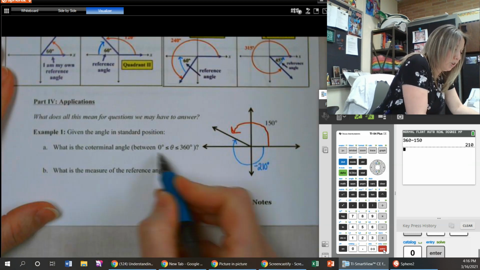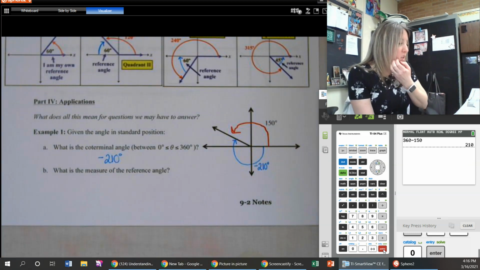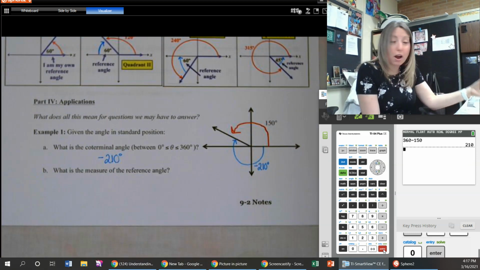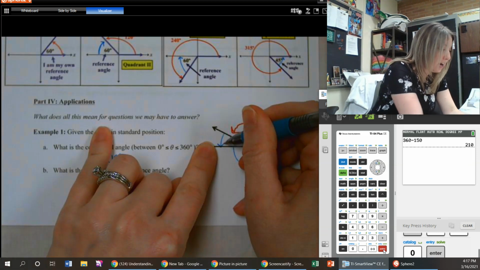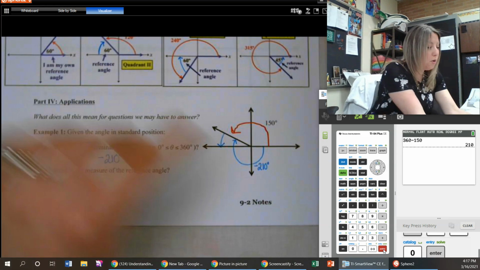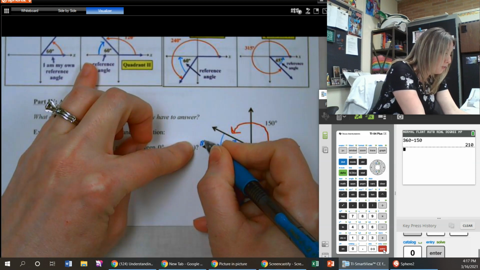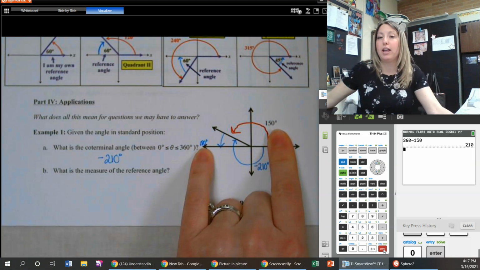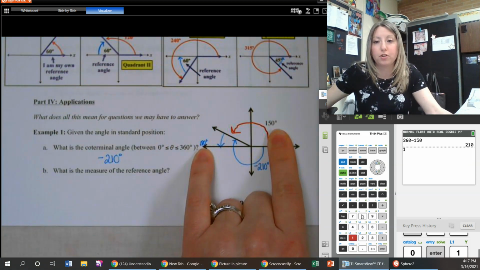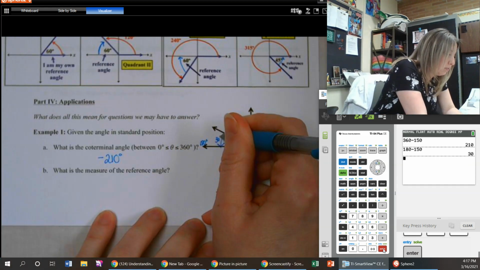It says between 0 and, since we're going the negative direction, I'm still going to include that negative sign. What is the measure of the reference angle? Like I said, the reference angle is what right here gets us down to the x-axis. From 150 and a little bit more, that gets me to a total of 180 degrees, that straight line. So I just take 180 and subtract the 150. I'm sure you can do that in your head, but just showing you how this works, the reference angle is 30 degrees right in here.